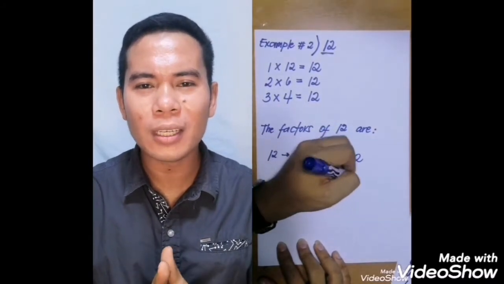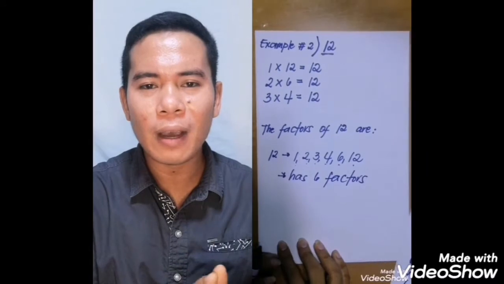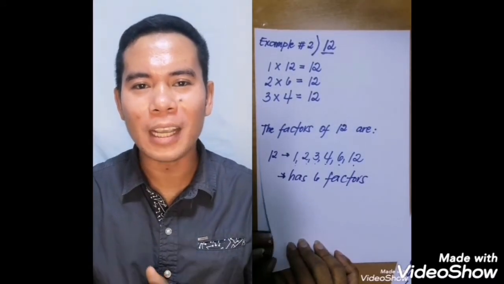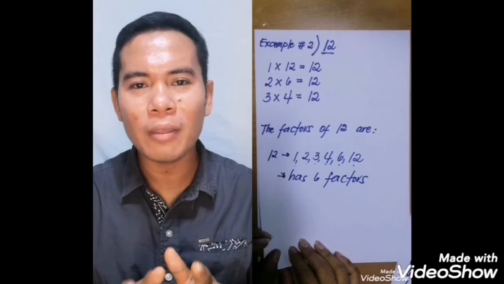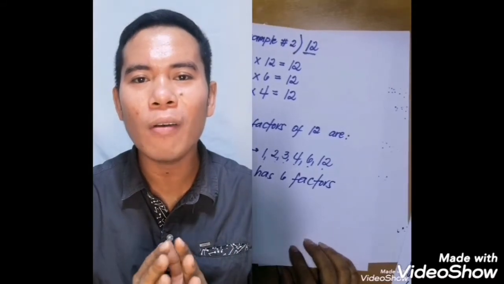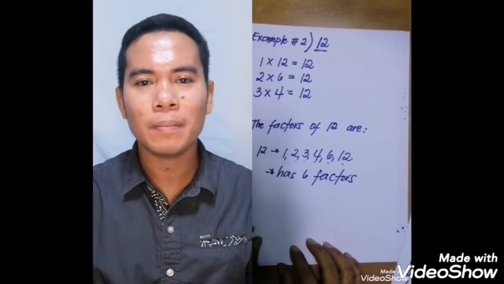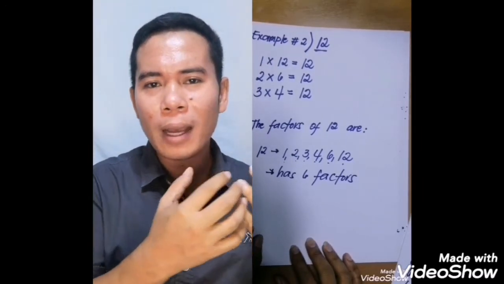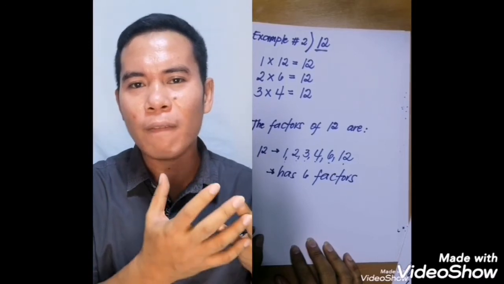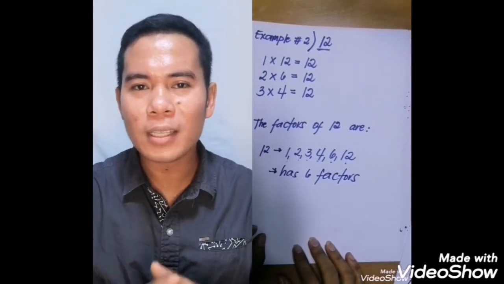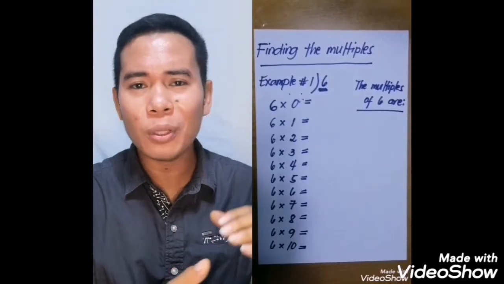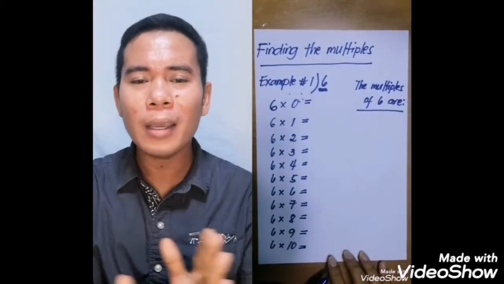Any question about finding the factors of a number? Okay, none? So let's proceed with finding the multiples of a given number. Let us first go back to the definition of multiples. As I've said earlier, multiples are what we get when we multiply a number by another number.